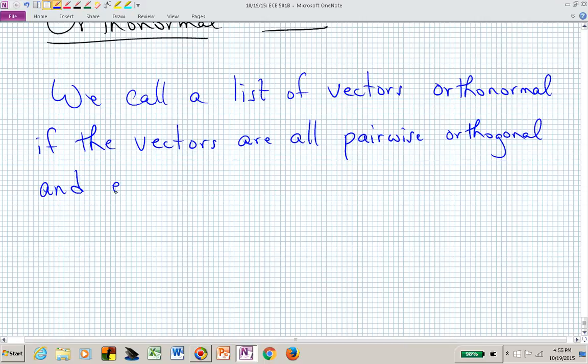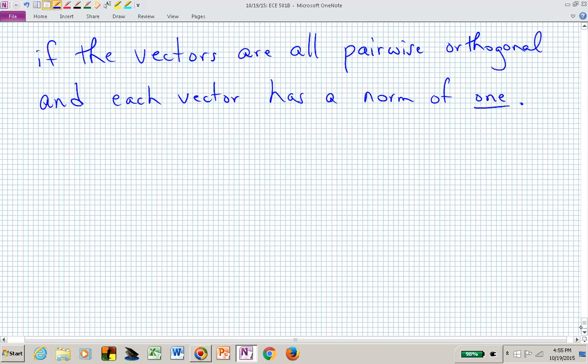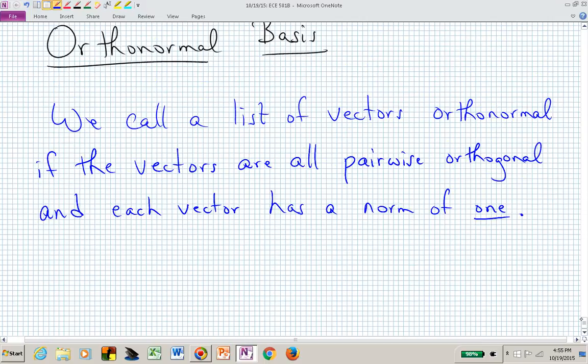And each vector has a norm of 1. That's what we mean by a list of orthonormal vectors. They are pairwise orthogonal, and if I just look at one and find its norm, it's going to have a norm of 1.